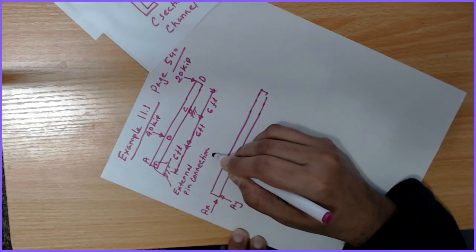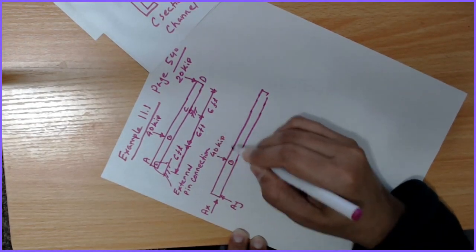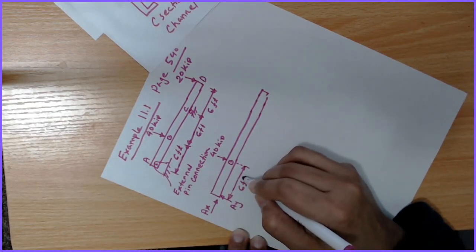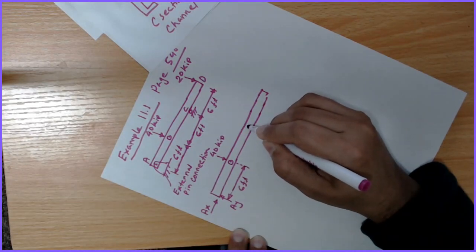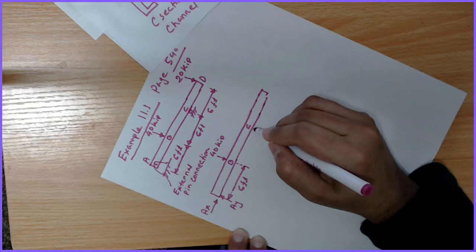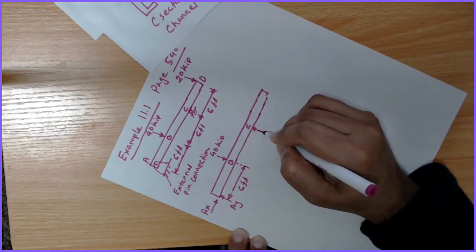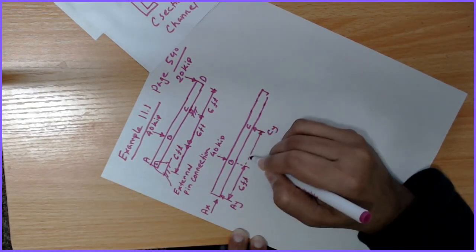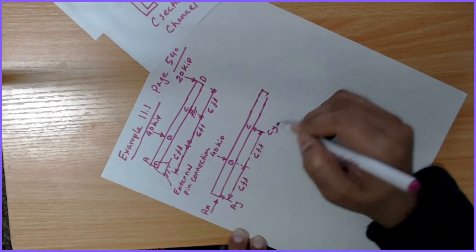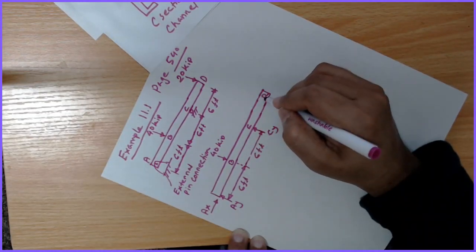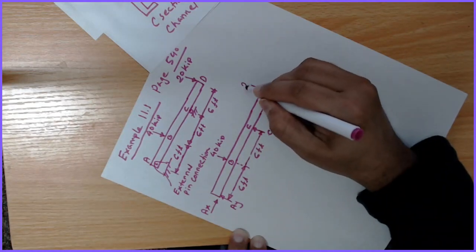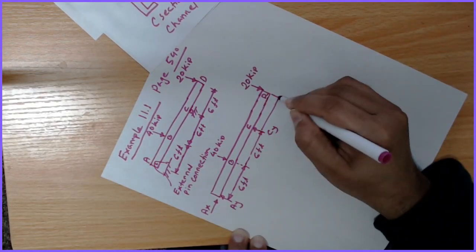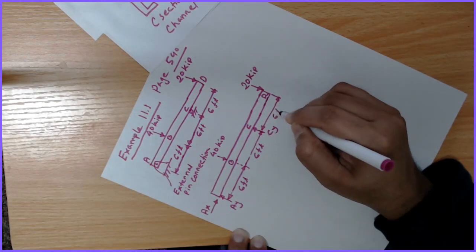I have 40 kips, and that is 6 feet, and at position C where the roller is located, it has one reaction force, say CY, and this is also 6 feet, and at the end position D, it has another load from the top, 20 kip, and this is also 6 feet.